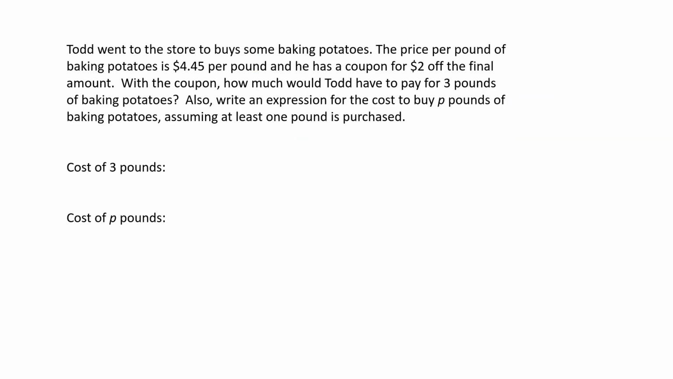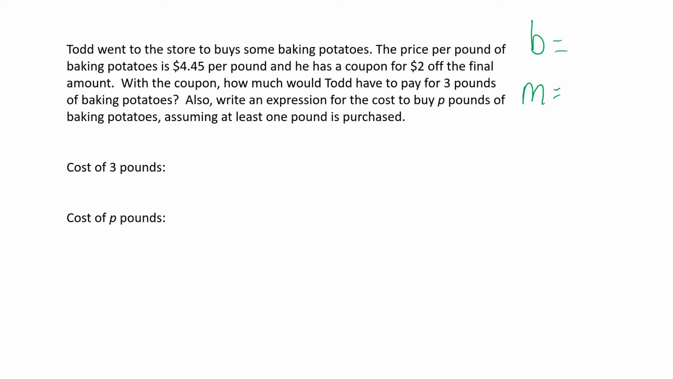Finally, Tony went to the store to buy some baking potatoes. The price per pound of baking potatoes is $4.45 per pound, and he has a coupon for $2 off the final amount. With the coupon, how much would Tony have to pay for 3 pounds of baking potatoes? Also, write an expression for the cost to buy P pounds of baking potatoes, assuming that at least 1 pound is purchased. So again, identify that initial value and the slope. You have to do that every time.